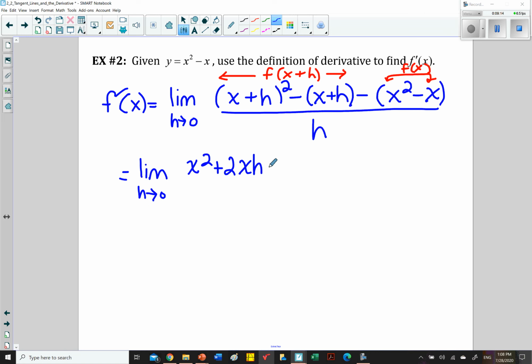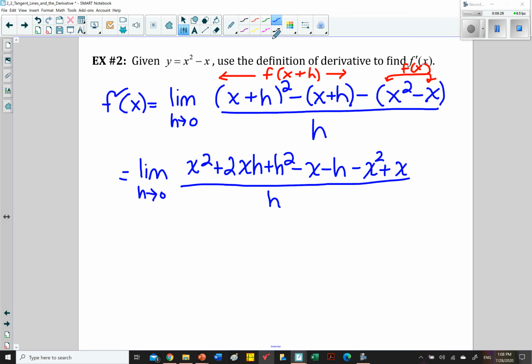And then we're expanding the binomial, distributing subtraction, dividing by h, eliminating the terms that'll subtract out, factoring out the h from the numerator. This is a tricky one right here. Oftentimes that gets dropped.